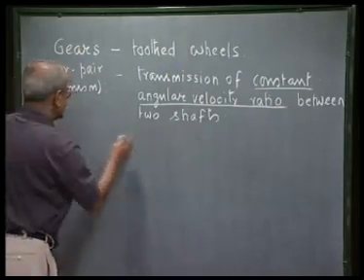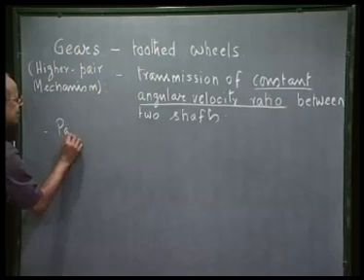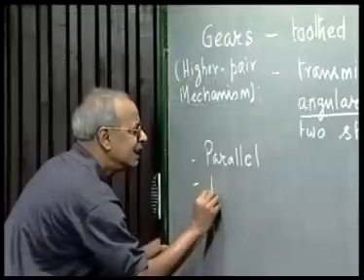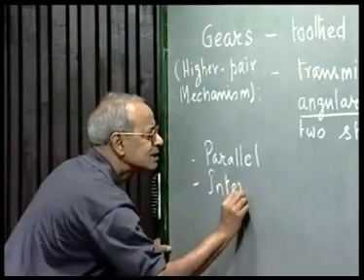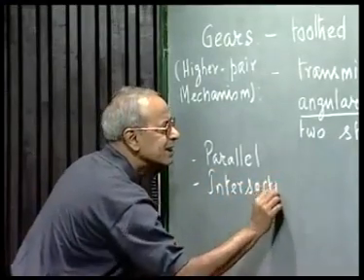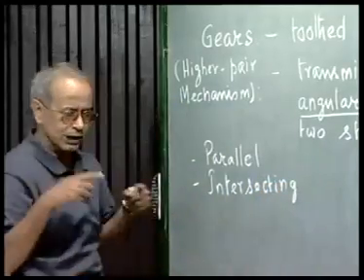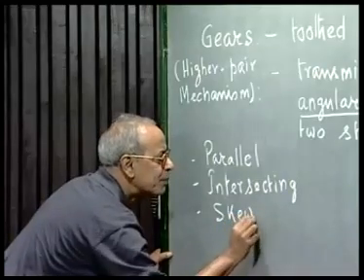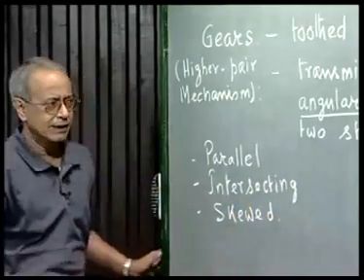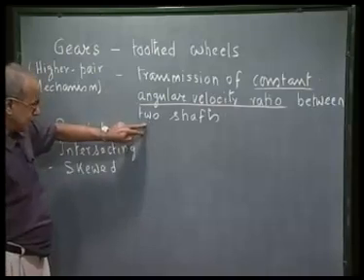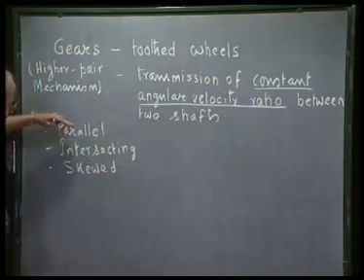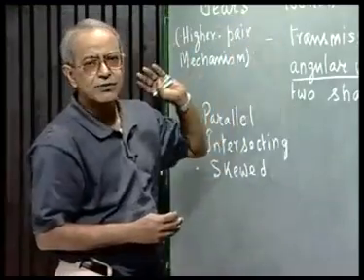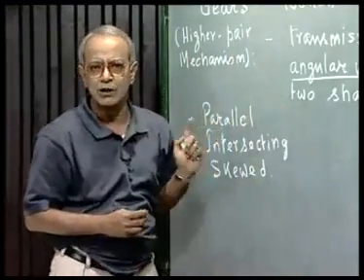These two shafts can be parallel, or intersecting, meaning the shaft axes might intersect at a point, or even be skewed, that is, neither parallel nor intersecting. The spatial disposition of these two shafts can be either parallel or intersecting or skewed, and they can be connected by a pair of gears to transmit constant angular velocity ratio.